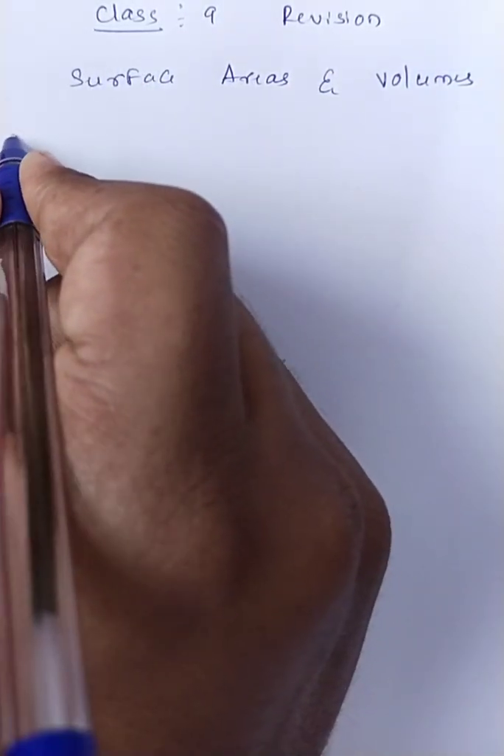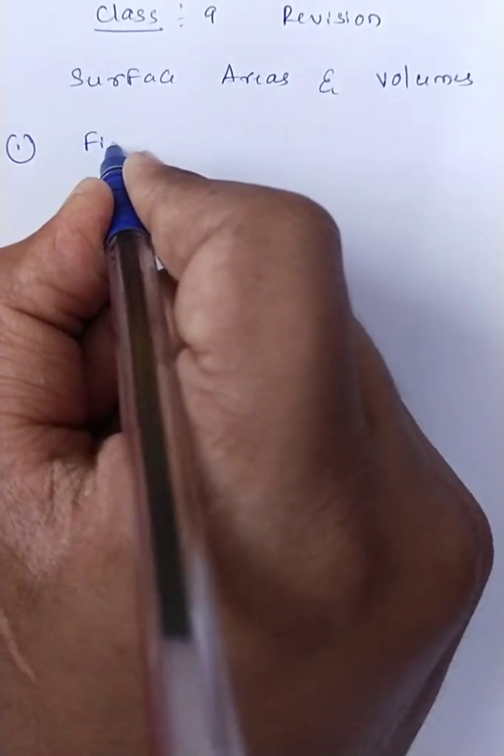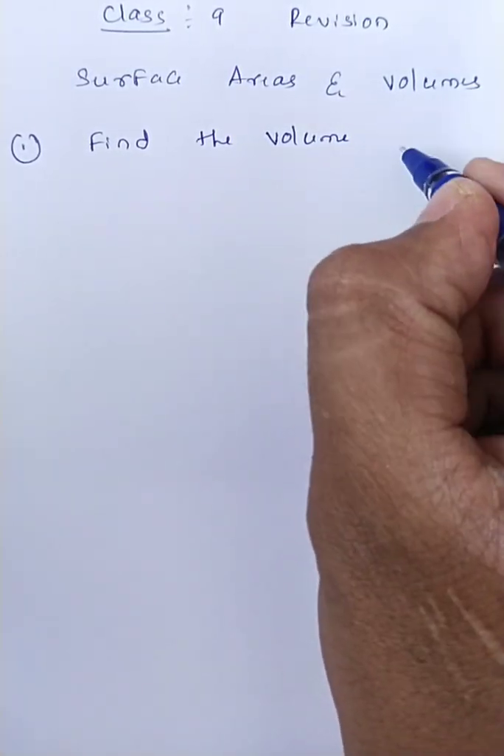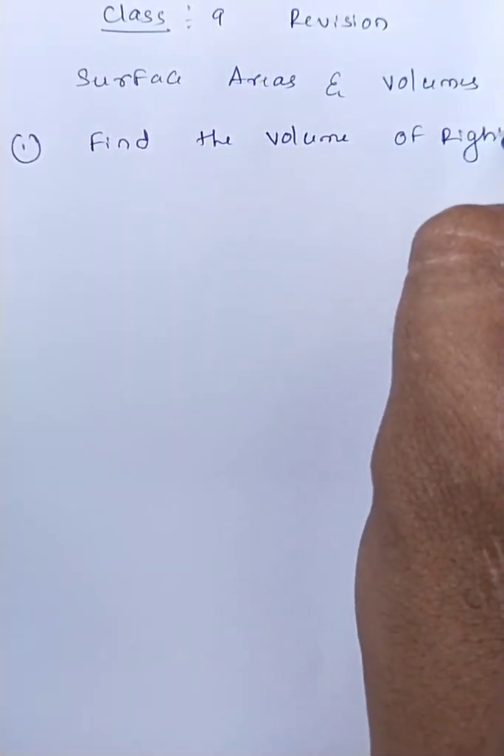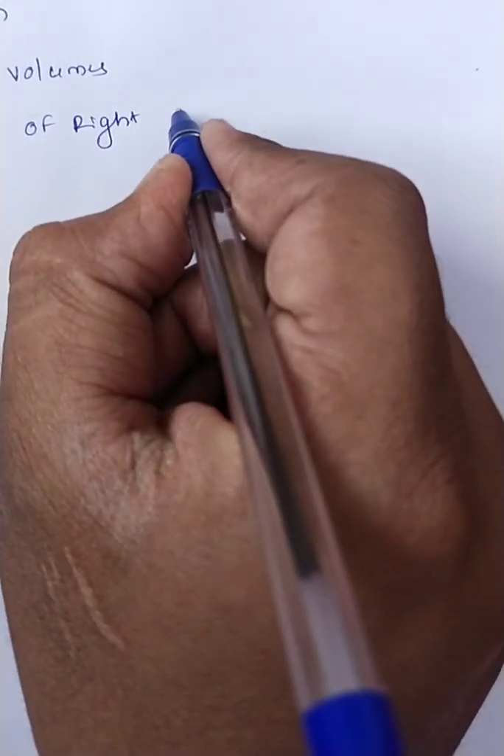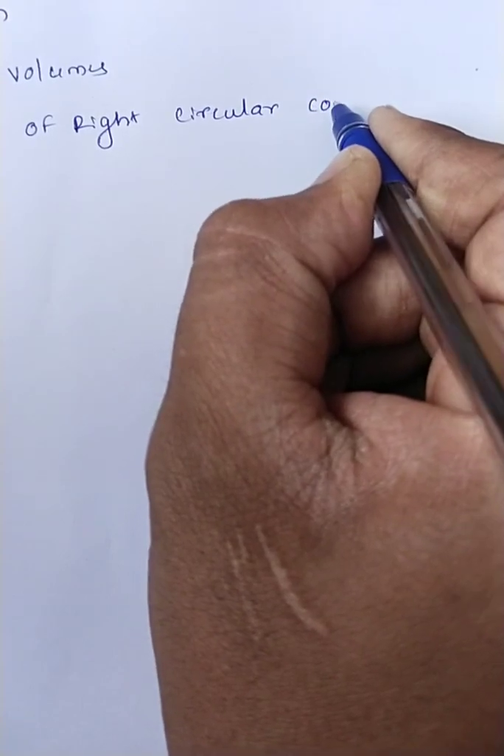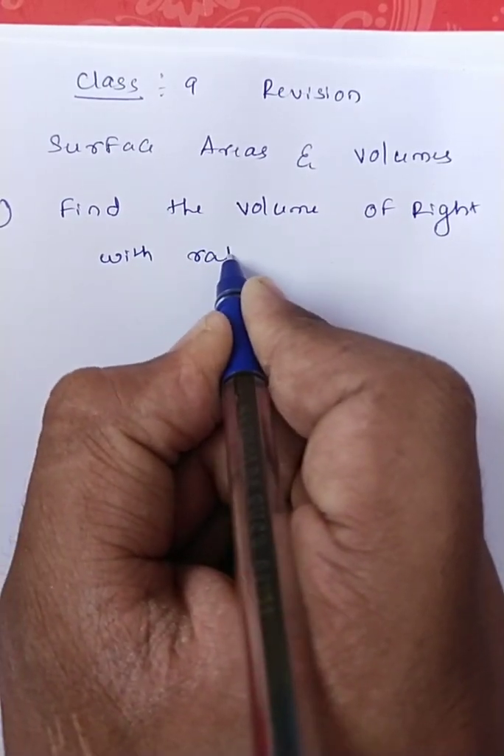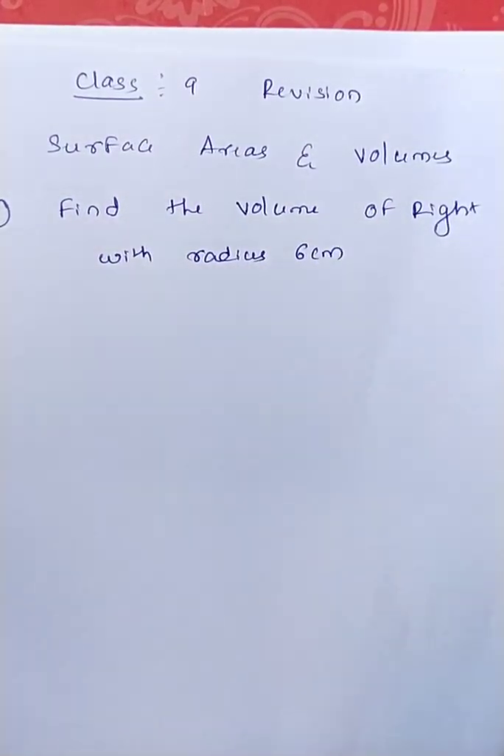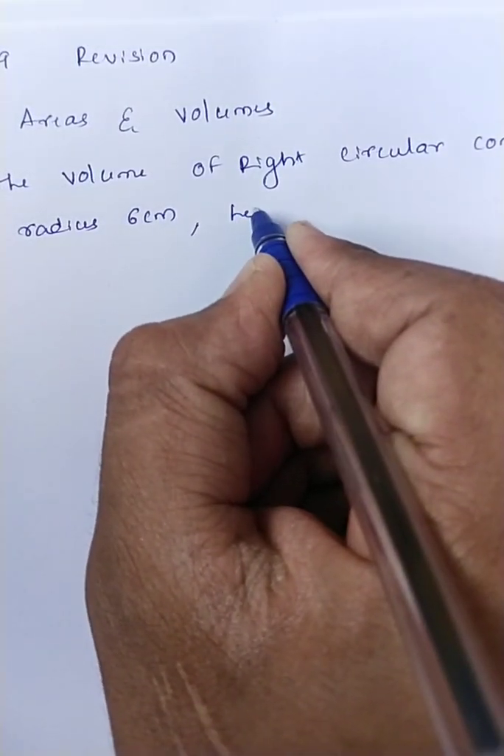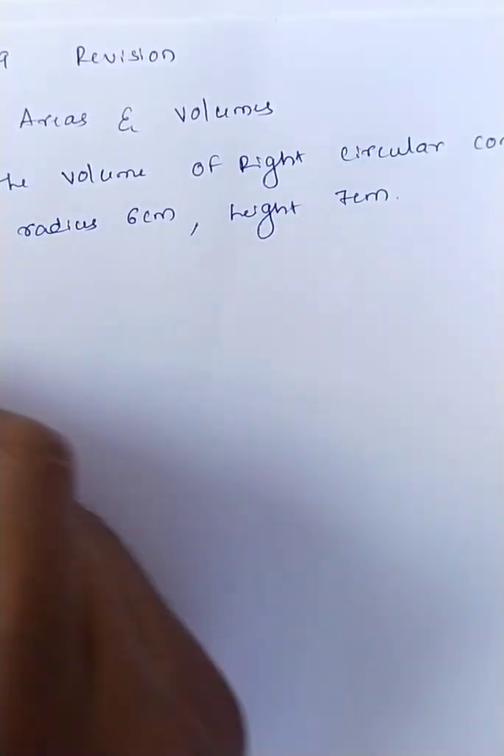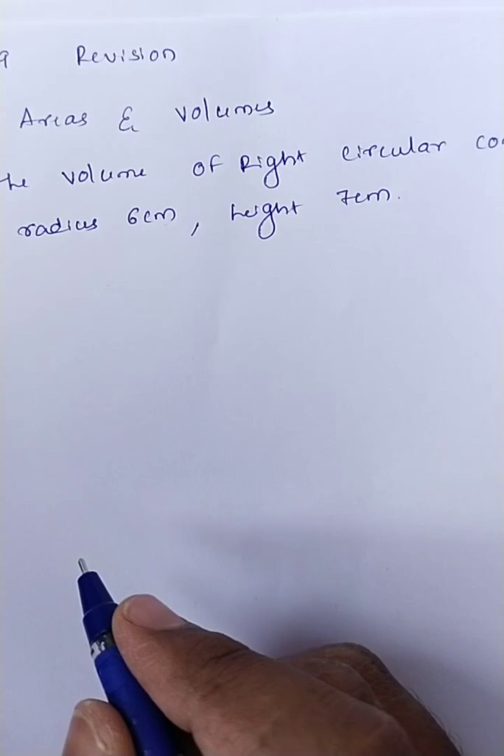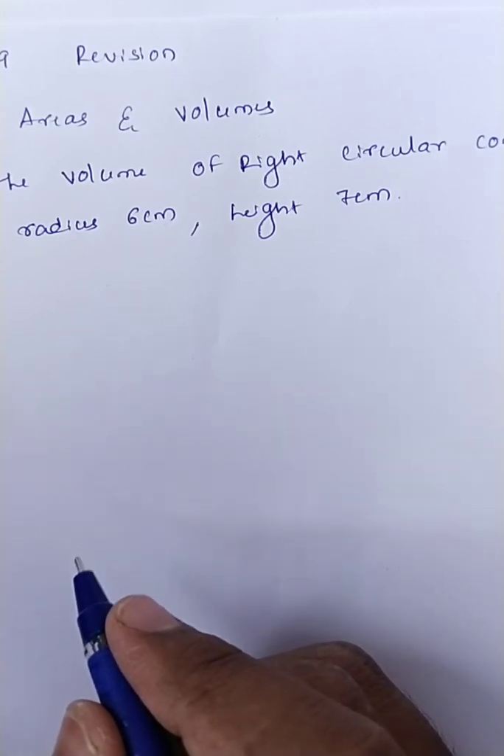Here the first question I am going to discuss is: find the volume of a right circular cone with radius 6 centimeter and height 7 centimeter. See the question. Find the volume of the right circular cone with the radius 6 centimeter and height 7 centimeter.